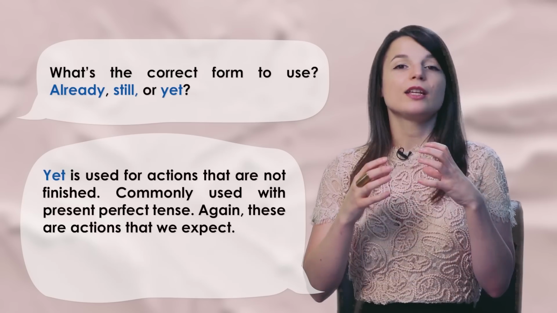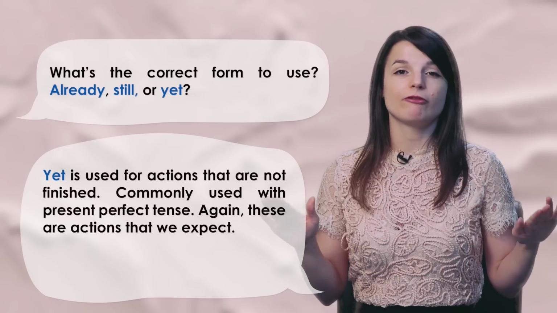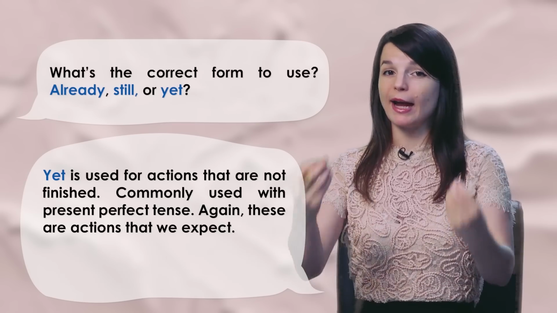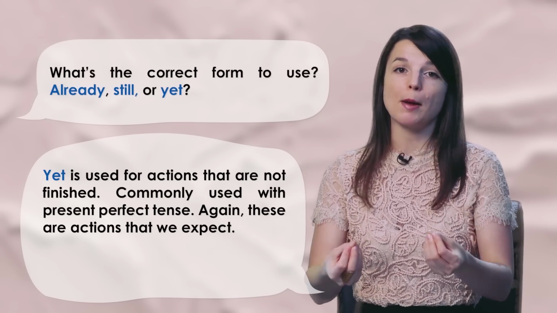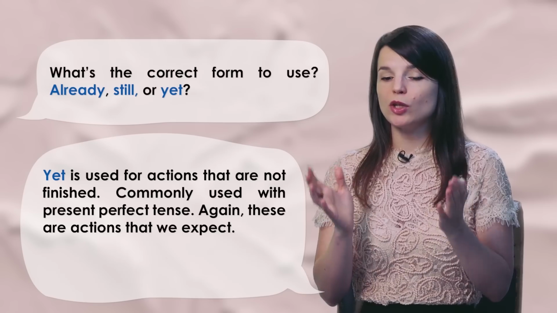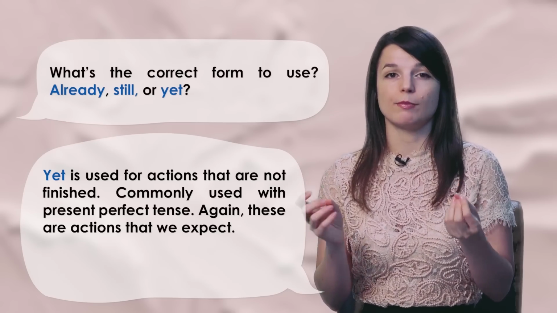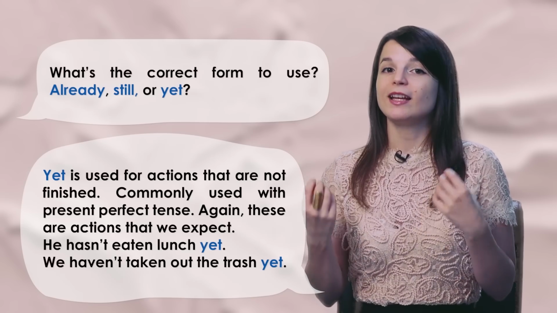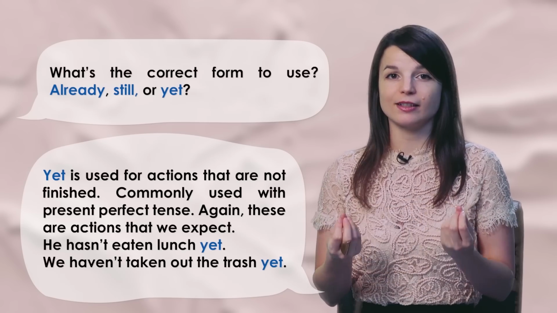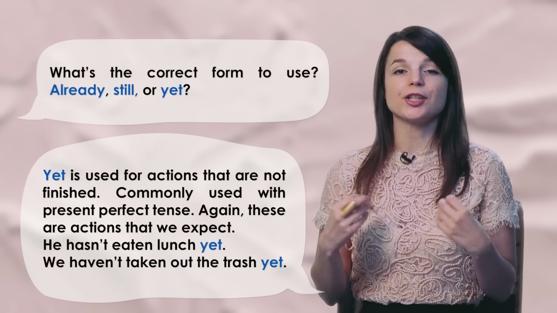Yet, then, is used for actions that are not finished, but we expect that they will be finished at some point in time. So when we use yet, we often use the present perfect tense to talk about that. So for example, he hasn't eaten lunch yet. We haven't taken out the trash yet.